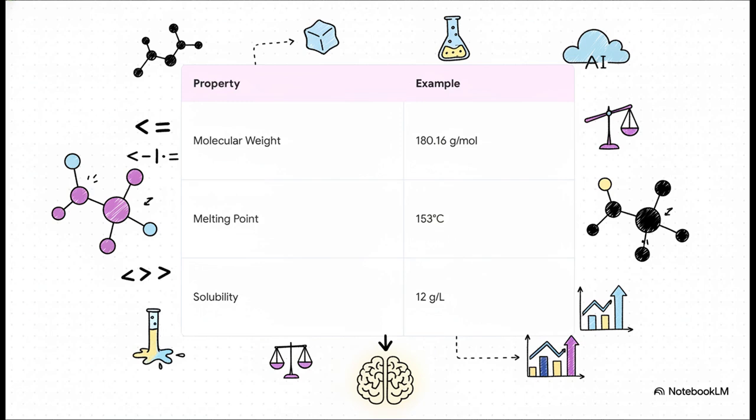What machine learning models are actually doing is figuring out the hidden relationships between a molecule's mathematical structure and these real-world measured properties. Because once the AI cracks that code, it can start predicting the melting point or solubility of brand new molecules that no one has even synthesized yet, which is just wild to think about.